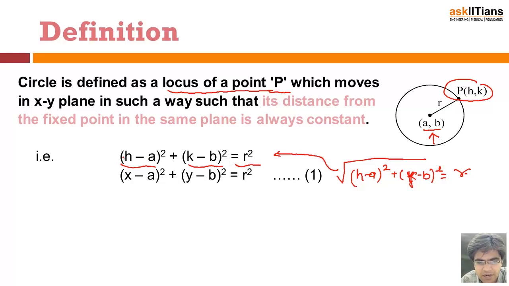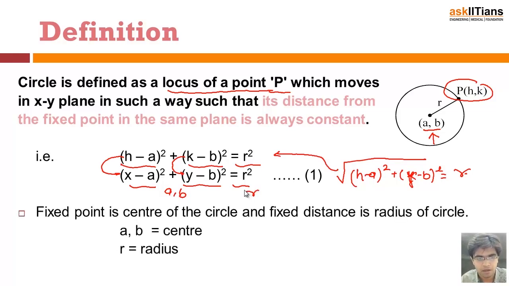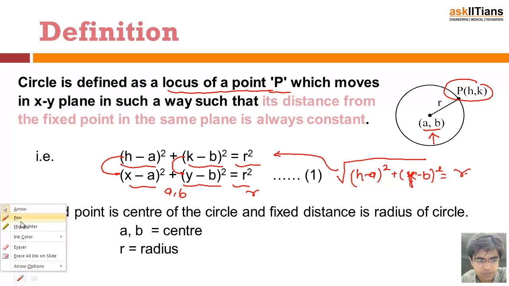Now what I have done here is that I have replaced h with x and k with y. So that becomes (x minus a) square plus (y minus b) square is equal to r square. This is one of the general equations of a circle. It is again a very basic definition. You can clearly see that a, b is the fixed point and r is your fixed distance. So we have given a name to this fixed point and this fixed distance.